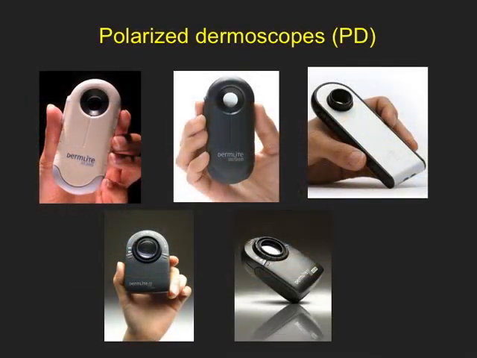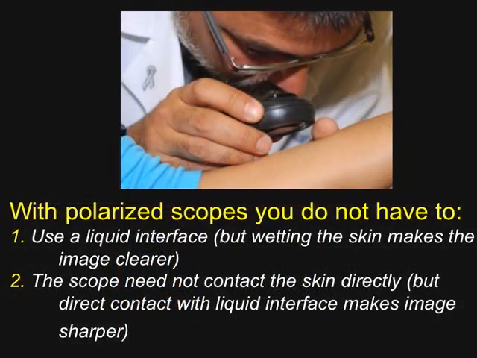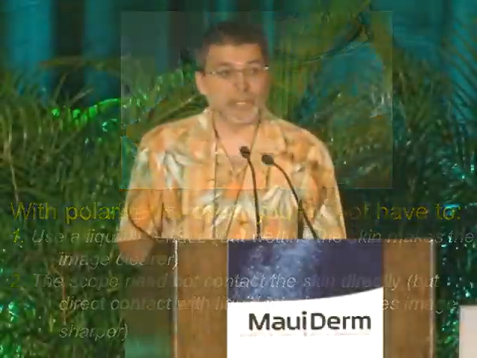Now, polarized light is a little bit different. With polarized dermoscopy, you don't have to touch the skin, and you don't have to use a liquid interface. You can just use the scope without touching the skin and with no interface whatsoever and get a dermoscopic image. With that said, wetting the skin is going to give you a clearer dermoscopic image, and if you touch the skin with the liquid interface, it makes the images a little bit crisper and sharper.